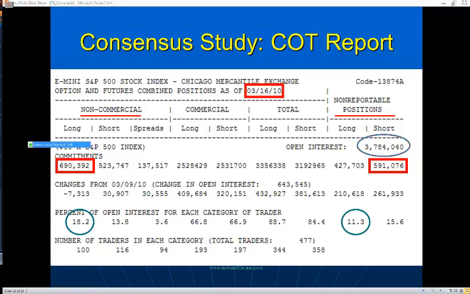Now, look at this. The interesting aspect is the small speculator, very similar, 11.3%, near that 12% number. They were long the market. They were short, though, 15.6%. Look at this. They were actually a lot shorter, and it was the open interest. So if you just took a look at it, oh, well, it's 400,000 versus 591, that's not lopsided, you would think, right? That's pretty close, 427, 591, not a big deal. But they were over 12% short the market.